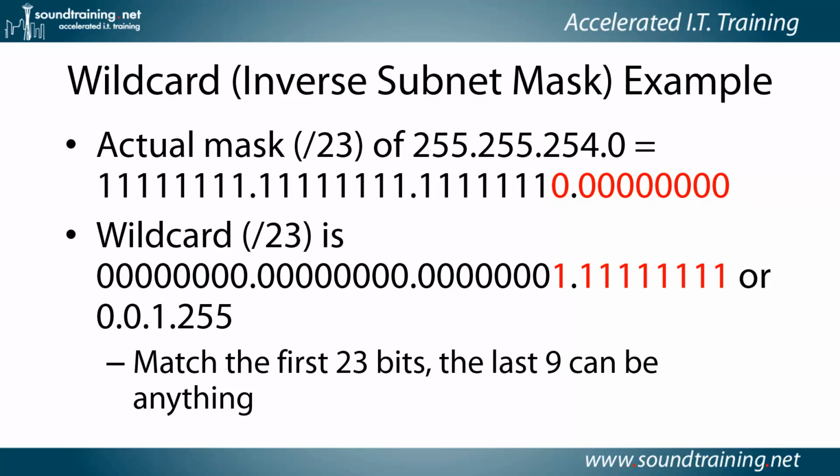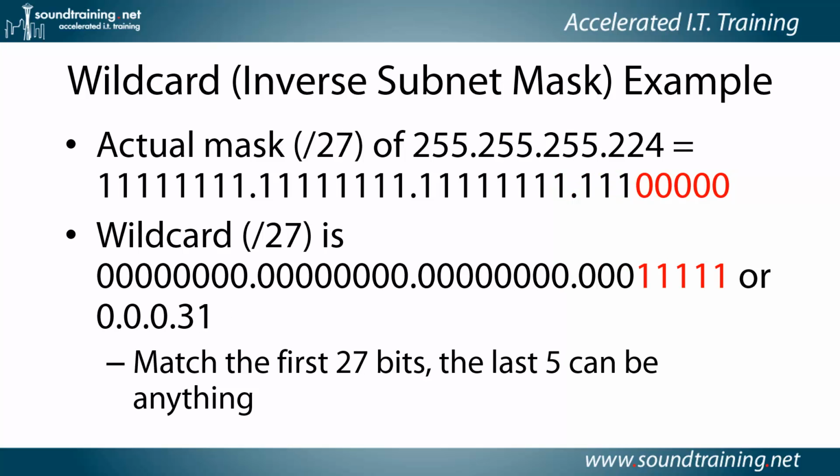The wildcard /23 is simply 23 zeros followed by 9 ones, or 0.0.1.255. And again, we match the first 23 bits. The last 9 could be anything. Let's do one more example.